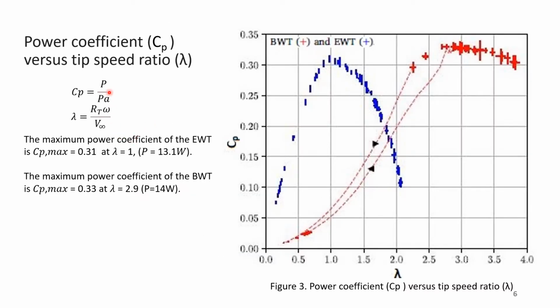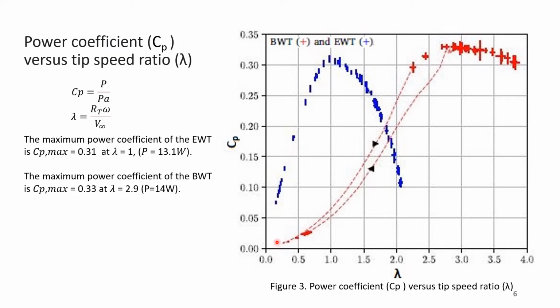This figure shows the relation between the power coefficient versus tip speed ratio lambda. We can see the power coefficient graph for various values of tip speed ratio lambda. The power coefficient Cp is defined as the ratio of the power produced by the wind turbine to the available power, and the tip speed ratio lambda is equal to the radius of the rotor times the angular velocity of the wind turbine over the wind free stream velocity.